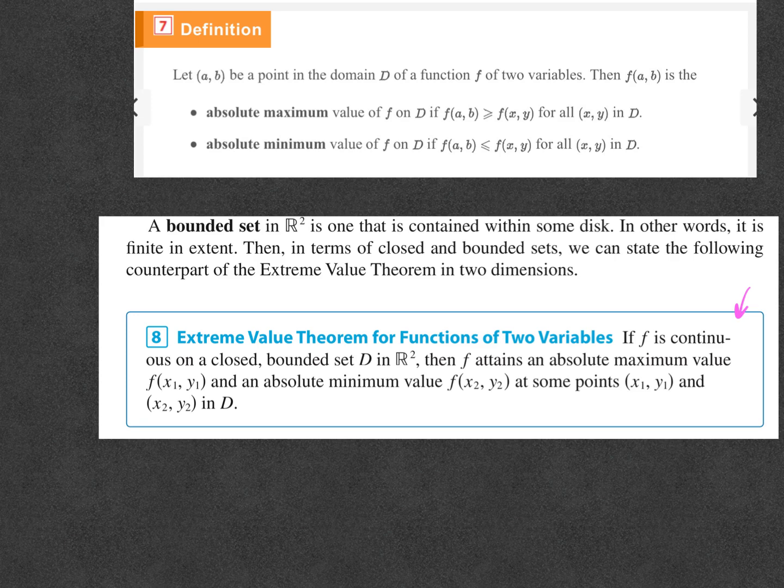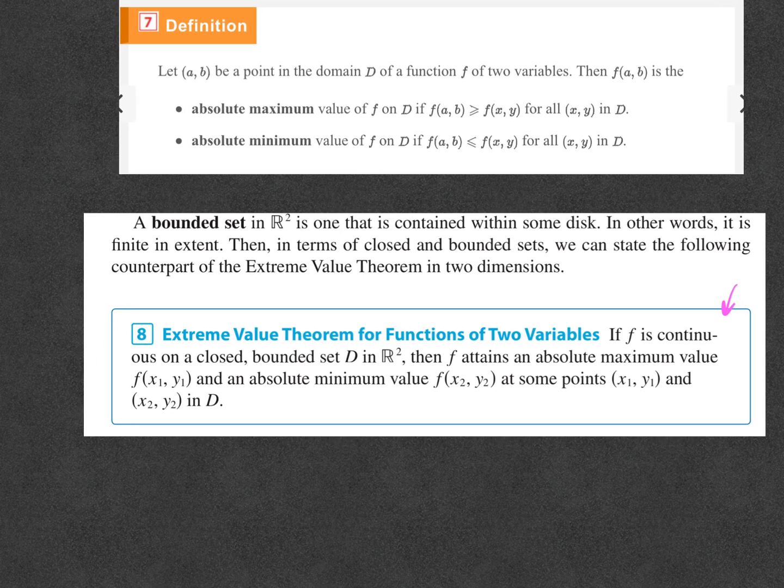So it's a closed bounded set. That's really what bounded is. Closed means the endpoints are included, and bounded means it's got a start and an end. Then f attains some absolute maximum value and an absolute minimum value at some points.